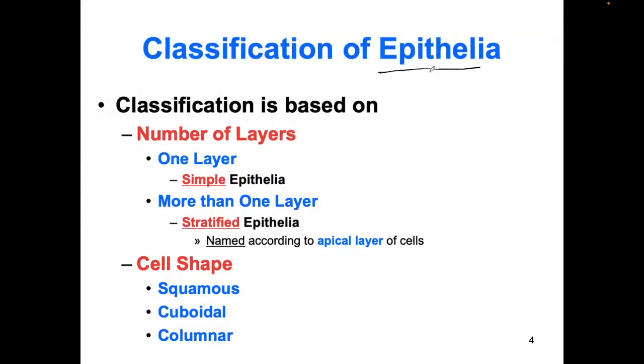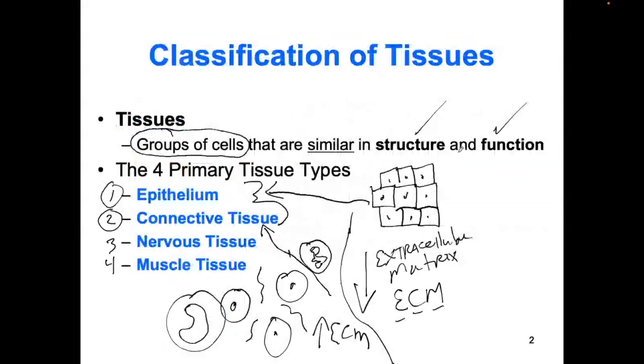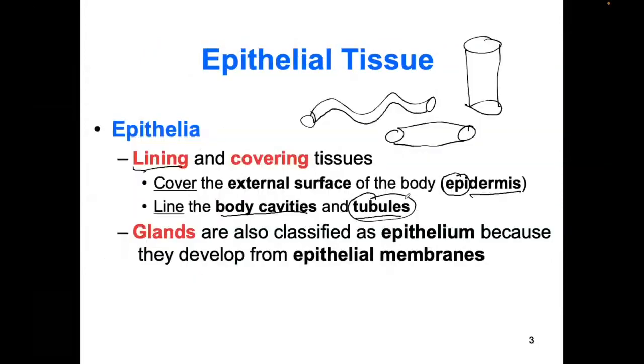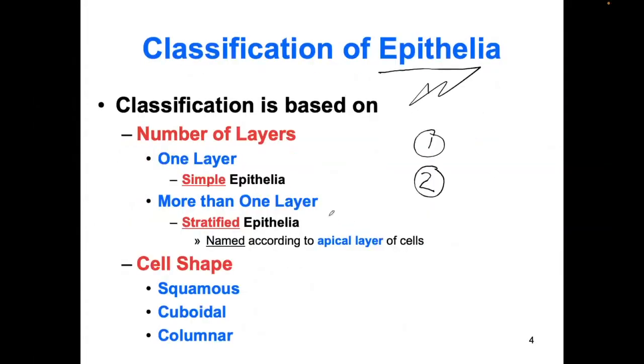So remember, the first question you asked yourself was, do I have a bunch of cells that are closely packed together with very little extracellular matrix? If that's what it looks like under a microscope, it's epithelium. But now we have to name the epithelium. So the second question we're going to ask is, how many layers of cells do we see?